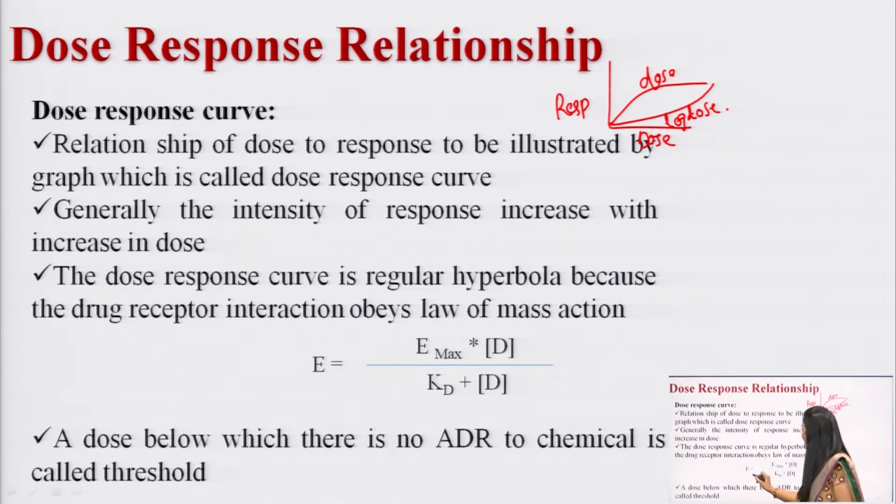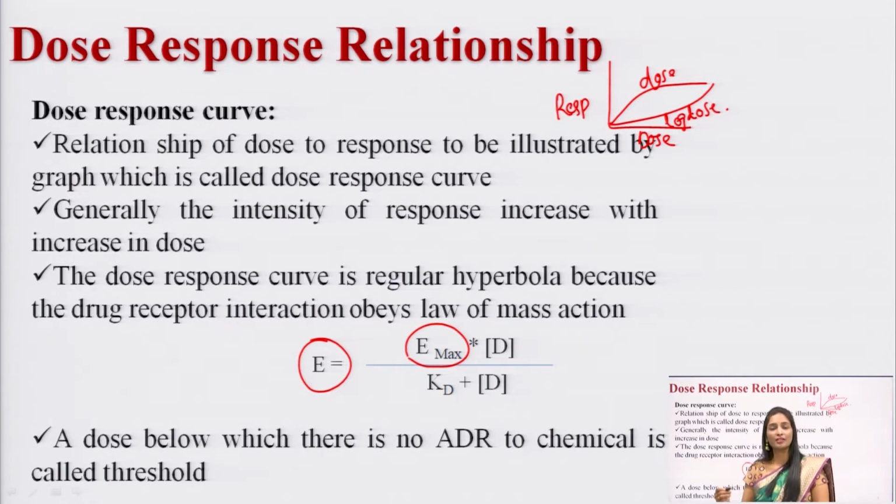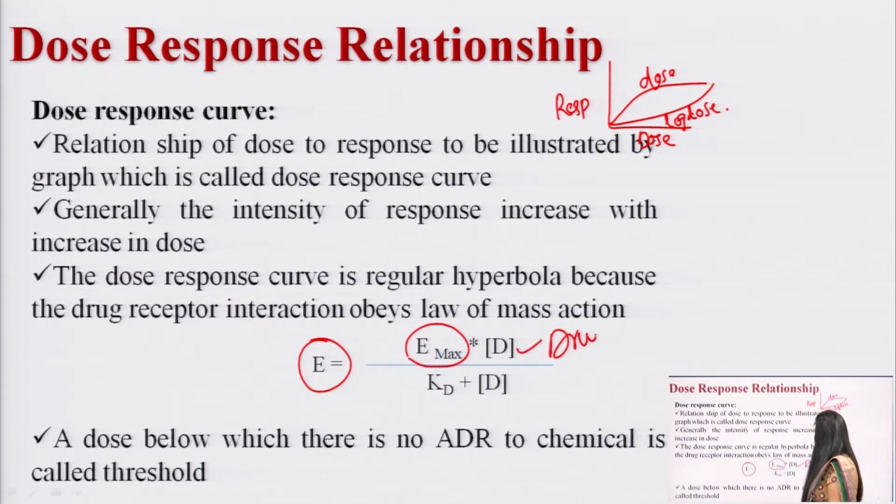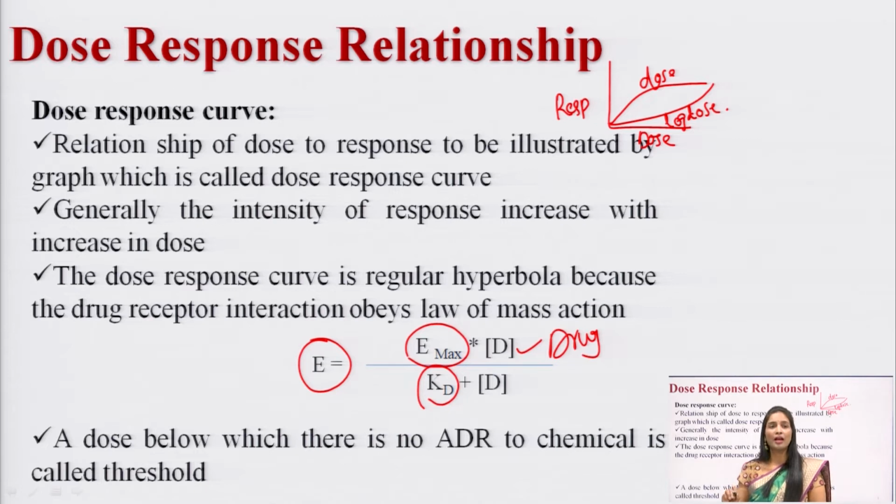If you see the formula here, E is equal to E max into D by Kd plus D. So, what is E here? The observed effect of any drug. E max is the maximum response of any drug; the maximum response produced by the drug is called E max. D represents the drug or dose. And Kd represents the dissociation constant. So, the effect observed is equal to the maximum response into drug divided by dissociation constant plus drug.